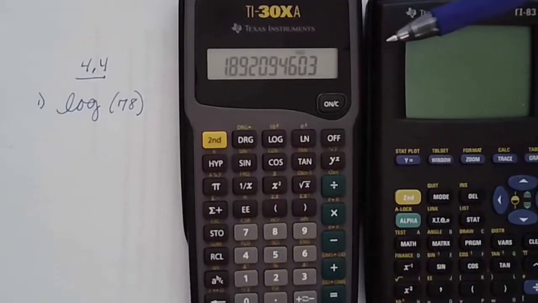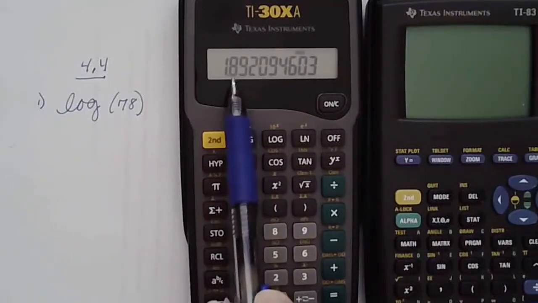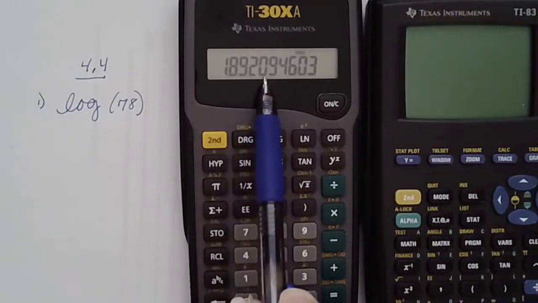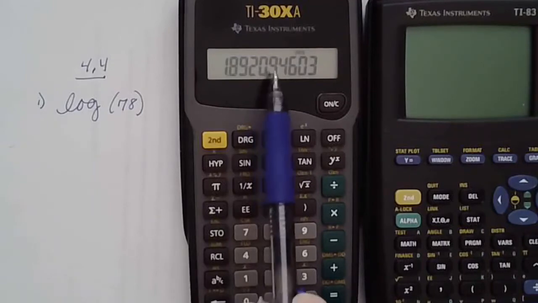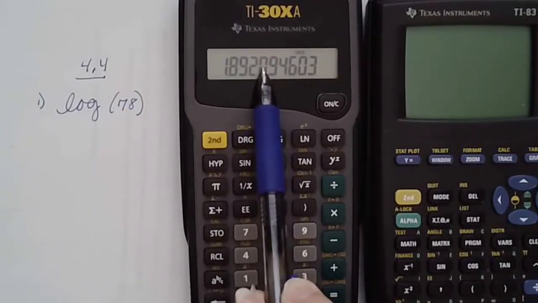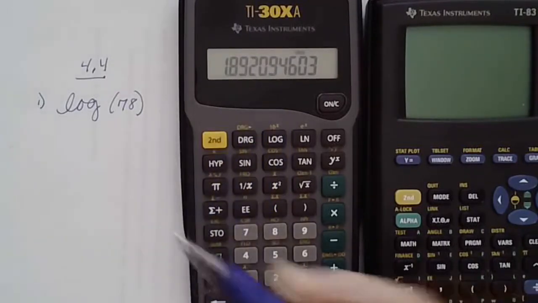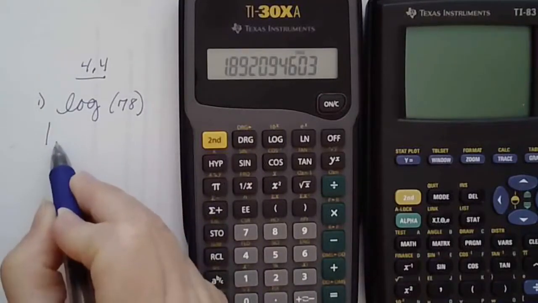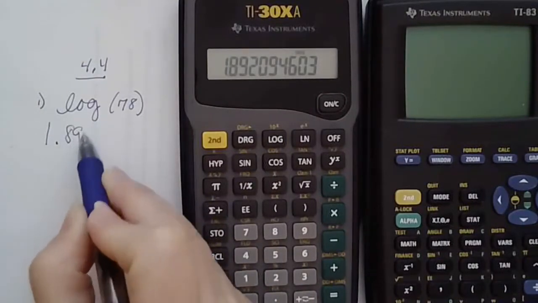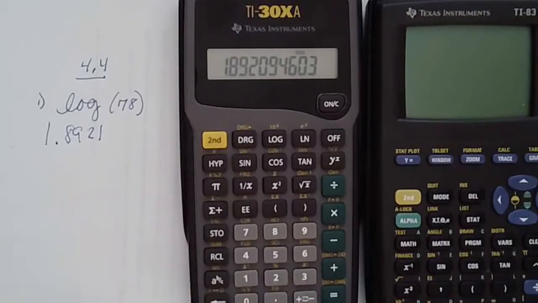All right, so it's going to tell us something to round to. So do read your directions. It says round to 4 decimal places. So after the decimal, I have 8, 9, 2, 0. So that's the 4th place. The 9 would tell me to round that up. So it rounds up to 1. So my answer will be 1.8921. That's how I would write that in.